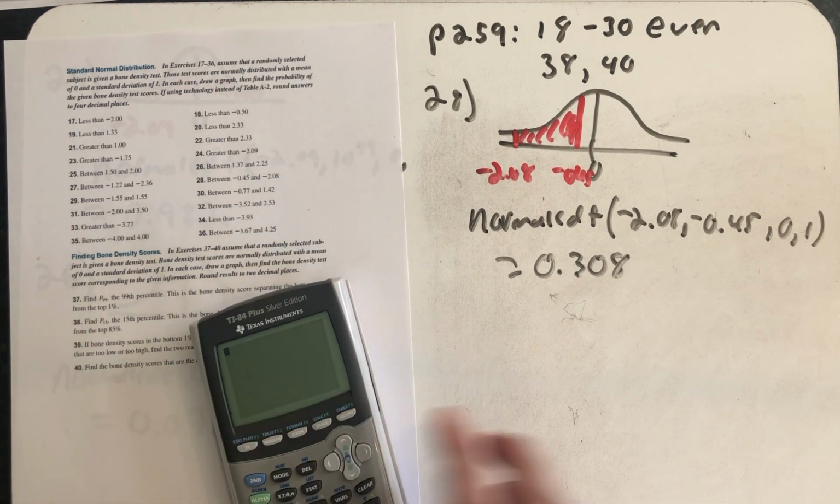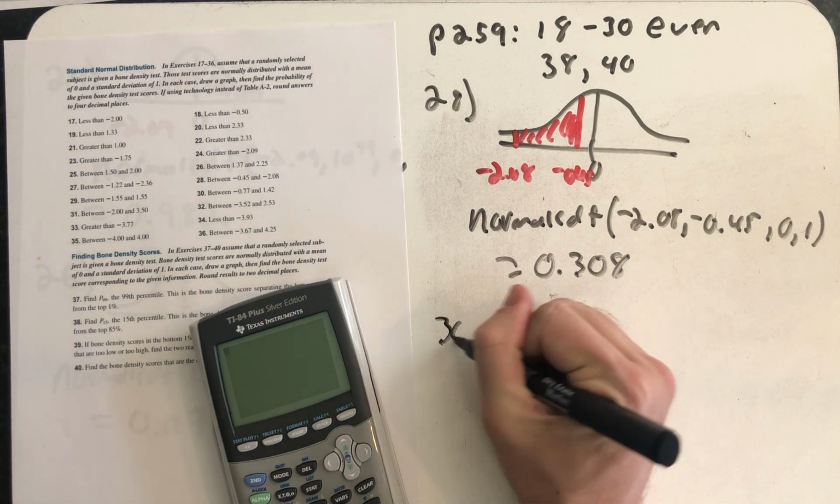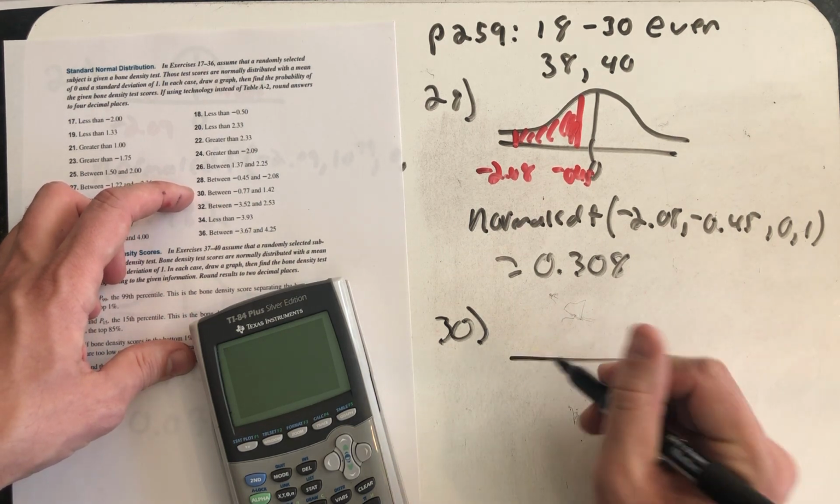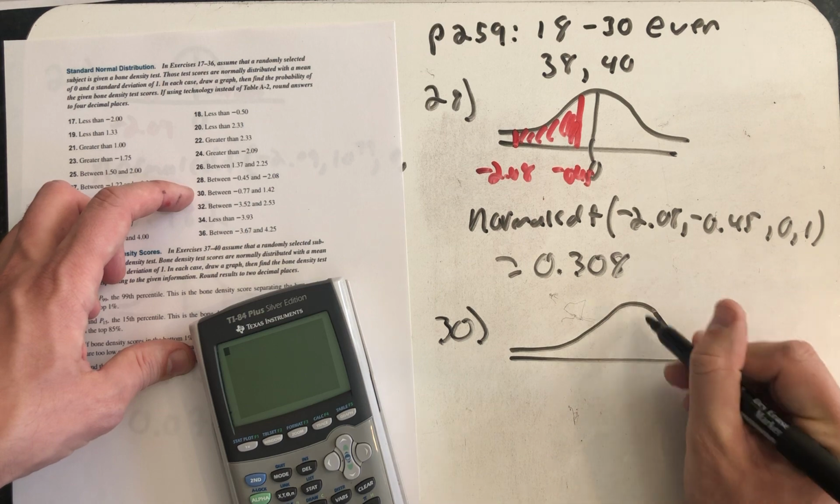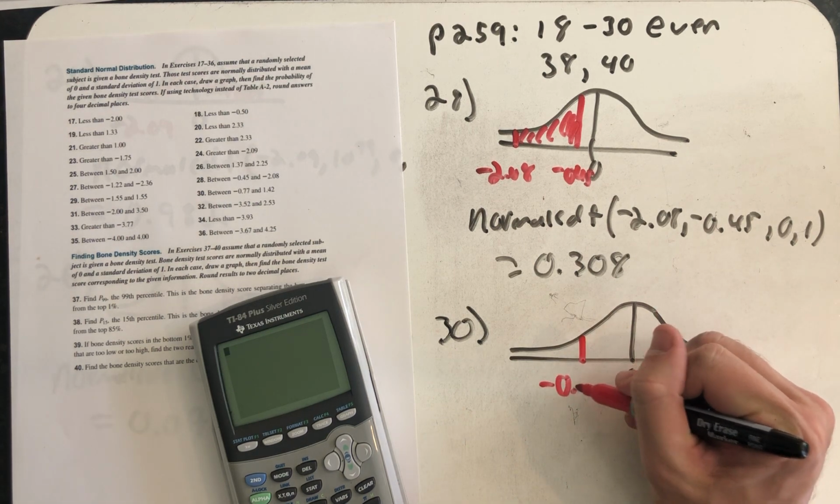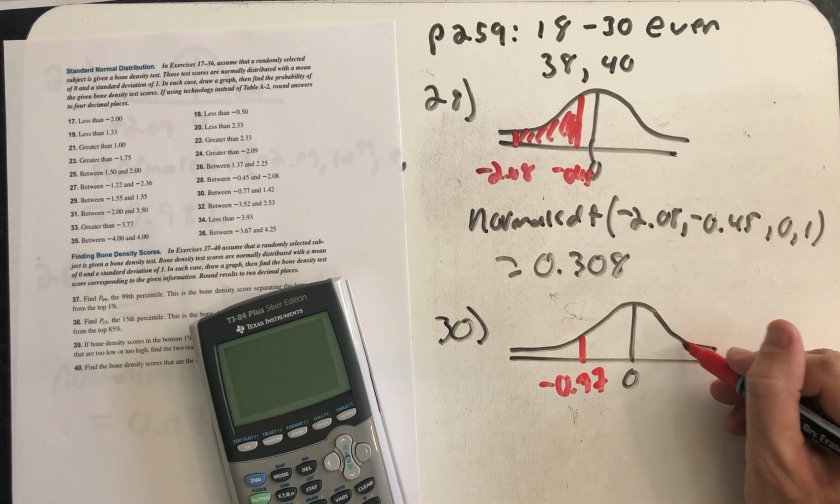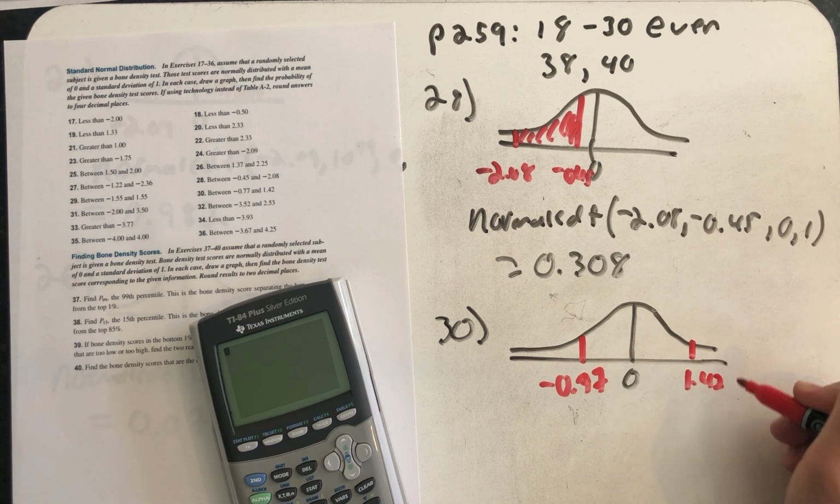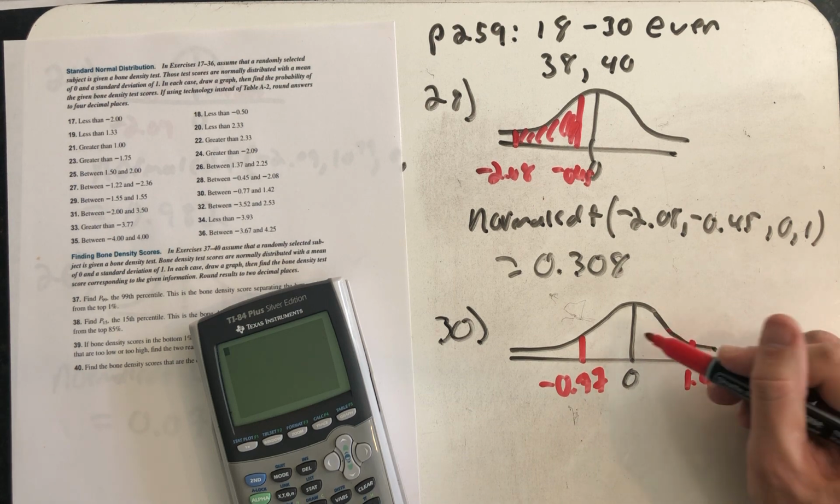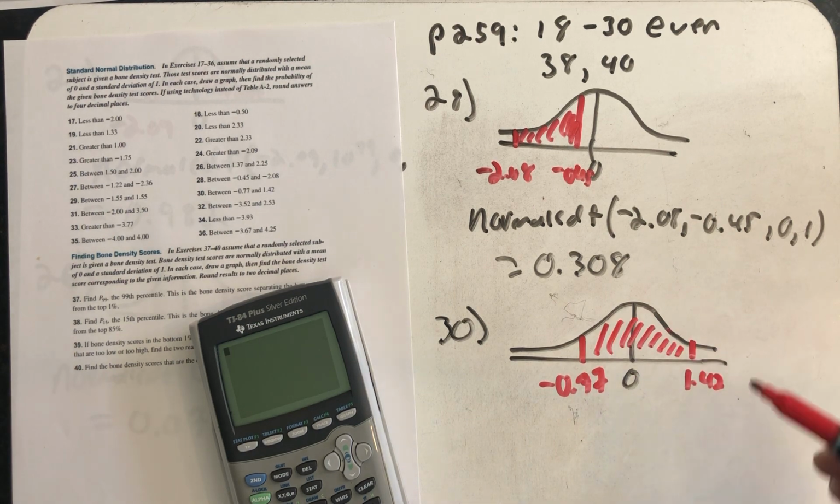All right, one more problem here, and then we'll go down and do 38 and 40. Between minus 0.77 and 1.42. All right, the mean's in the middle. Minus 0.77 below the mean. And 1.42 above the mean. One standard deviation above the mean is right where the curve kind of changes shape. And so that's kind of how I'm trying to do these somewhat to scale.